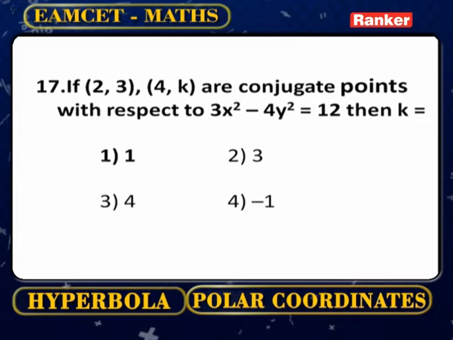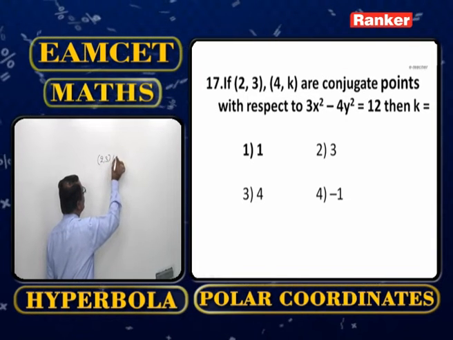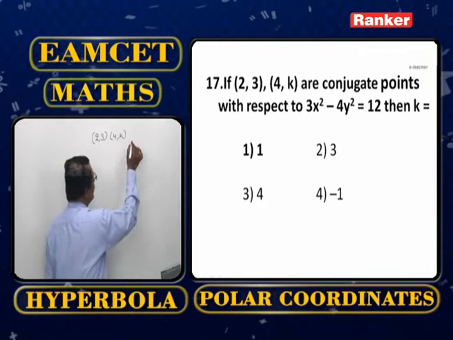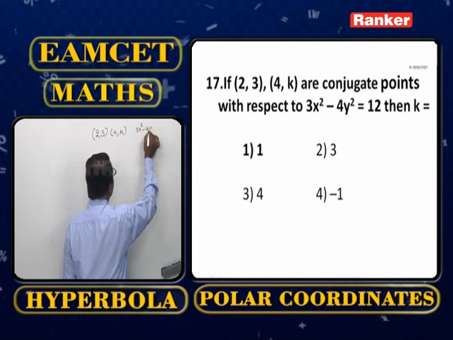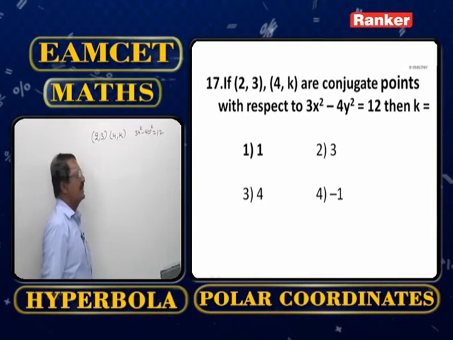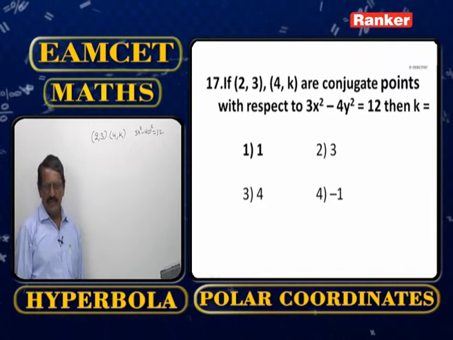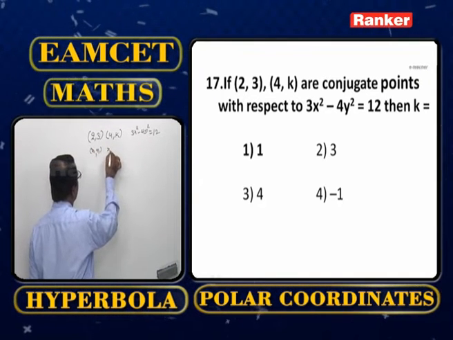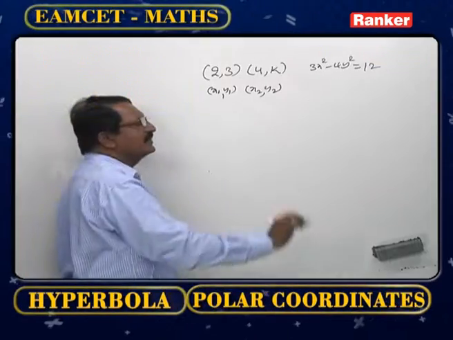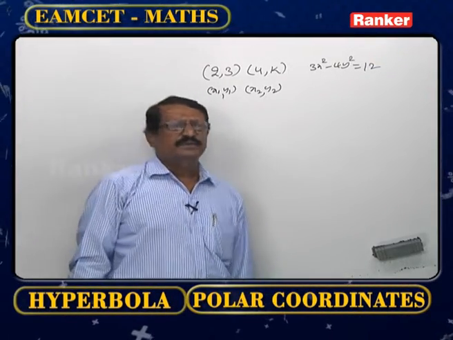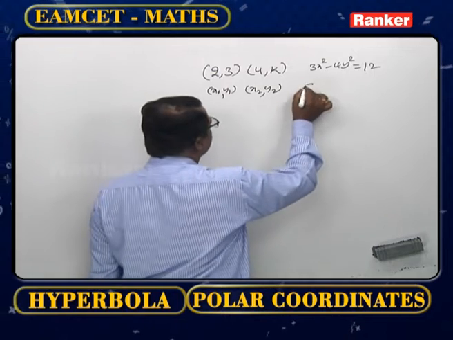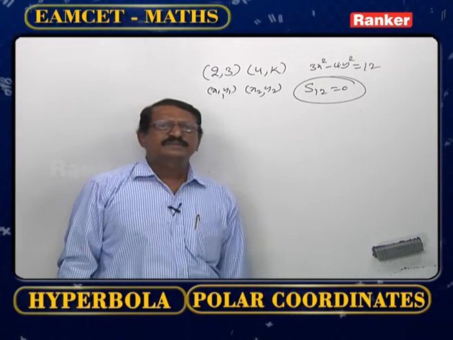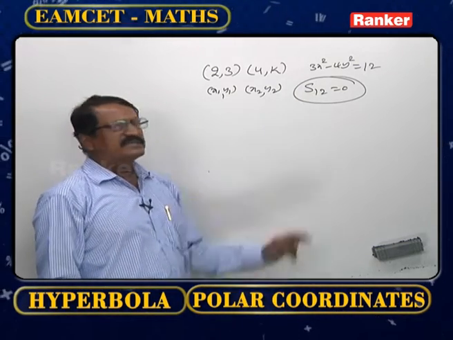If 2 comma 3 and 4 comma k are conjugate points with respect to the hyperbola 3x square minus 4y square equals to 12, then k equals to? Suppose the given points x1, y1 and x2, y2 are conjugate with respect to the given hyperbola, then the condition is S12 equals to 0.